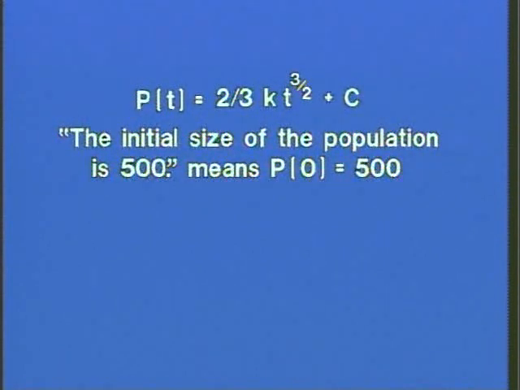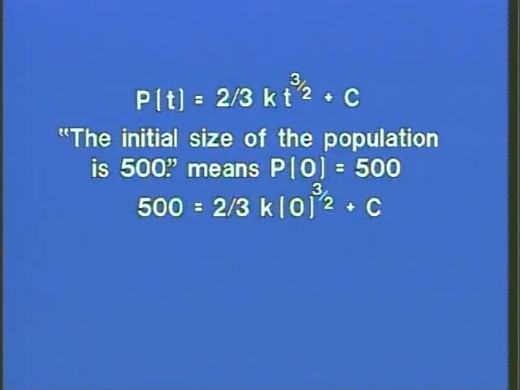When no time has elapsed, the initial size, we have a population of 500. So p of 0 is 500. That allows us to make a substitution here, actually a couple of them. 500 then is 2/3 k times 0 to the 3/2 plus c. And that middle term goes out, so we know then that c is 500. Now we can rewrite our equation so that we replace c with 500.